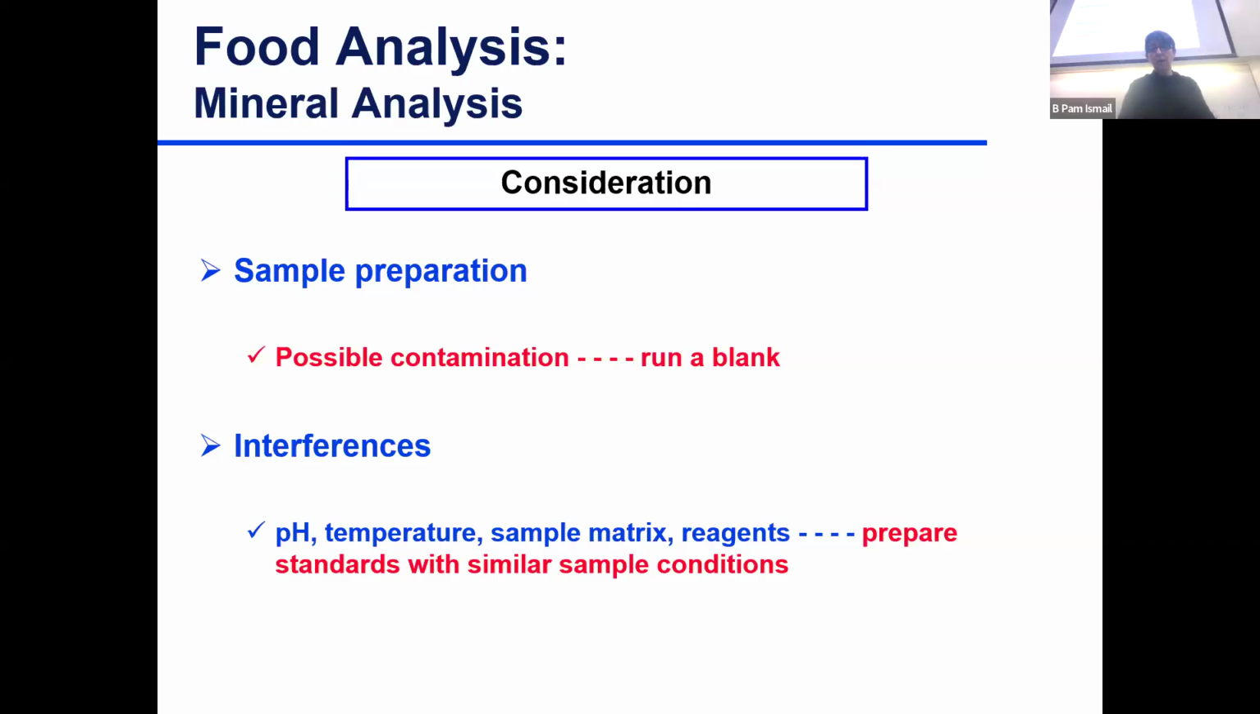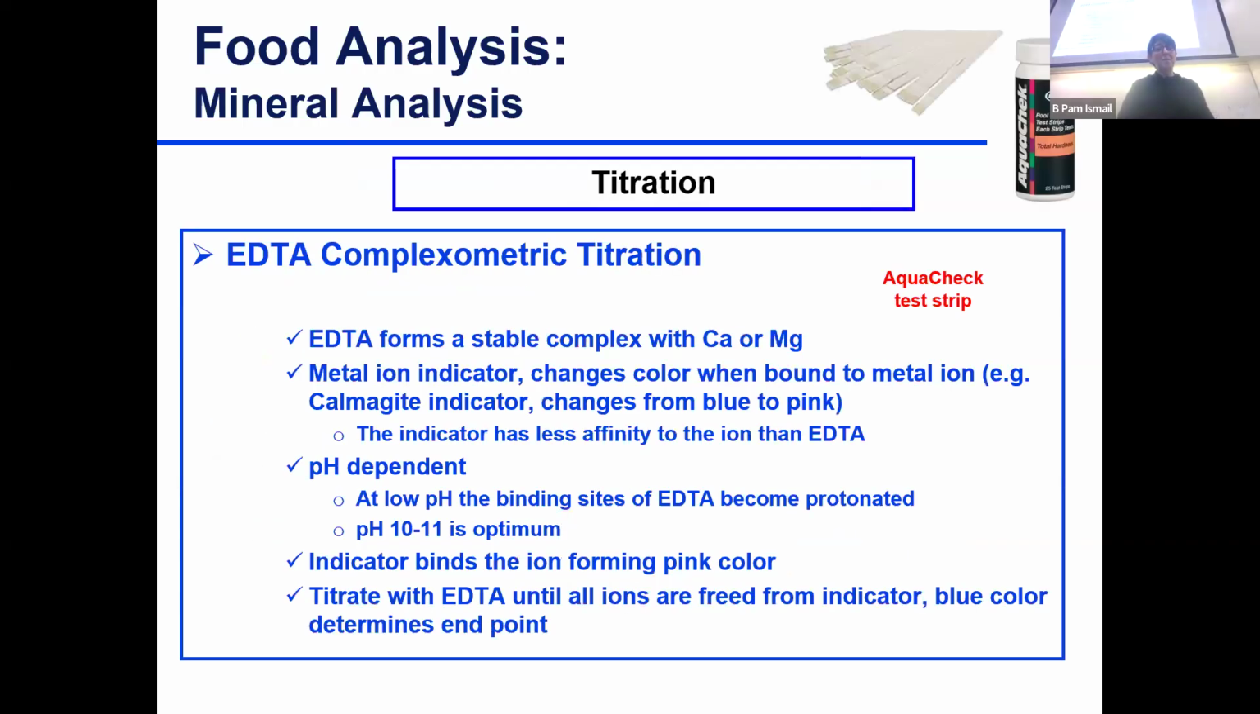Okay, let's talk about complexometric titration. From the name, you have EDTA, which forms a complex with the elements. So EDTA is a metal chelator, right? It chelates metallic forms of the mineral. So for example, for hard water, EDTA can bind to calcium and magnesium.